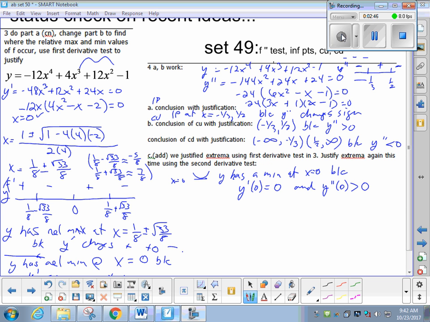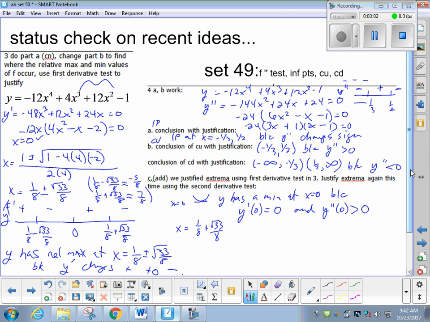Tell me what's going on at x equals 1/8 plus root 33/8. Given that we said that was about 7/8, that puts us in this region here, yeah? Say your conclusion, we'll go over it in a minute. You could actually probably put these together. We could do plus or minus together because it's the same number.